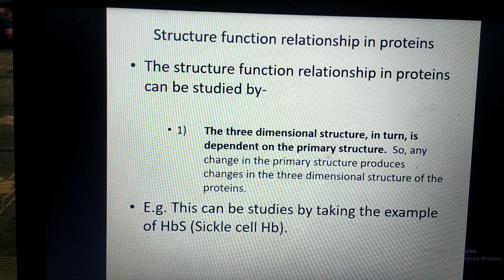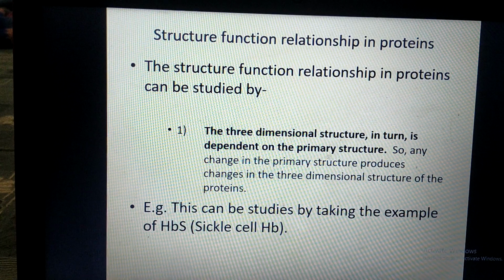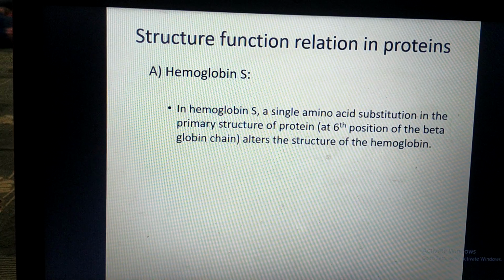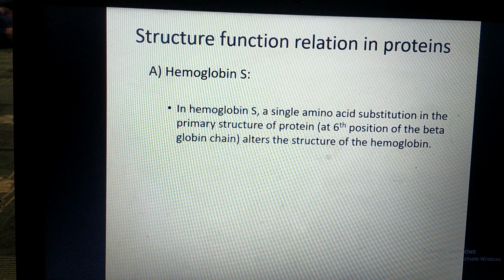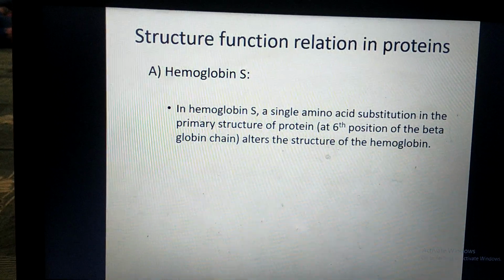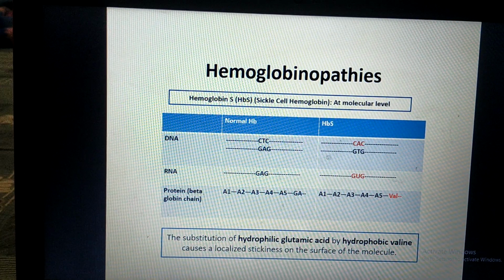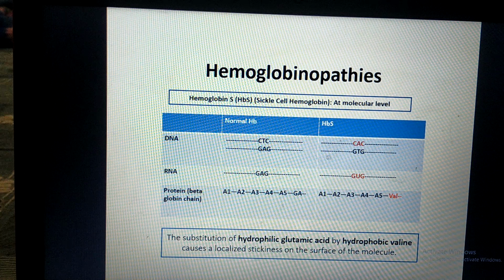First, the structure function relation of a protein can be studied by the three-dimensional structure, which depends on the primary structure. So any change in the primary structure produces change in the three-dimensional structure of proteins. This fact can be studied by taking the example of hemoglobin S, or sickle cell hemoglobin. So what is hemoglobin S? In hemoglobin S, a single amino acid substitution in the primary structure of the protein at the 6th position of the beta chain alters the structure of hemoglobin. So this is the alteration that occurs in hemoglobin S.